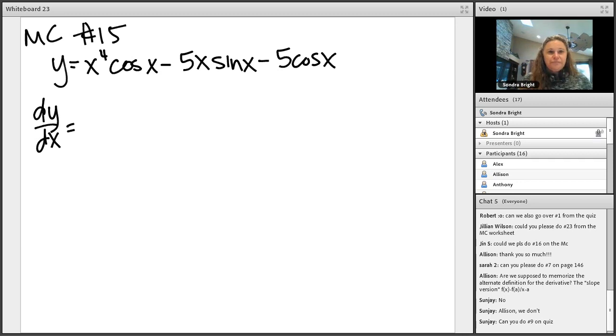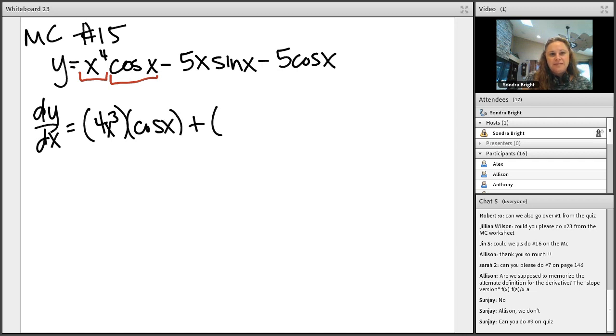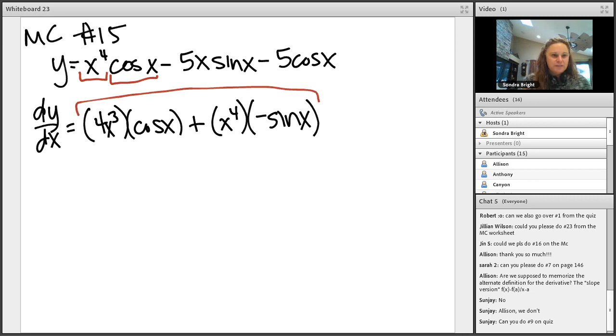All right, so be very careful. You have product rule here twice. I have product rule of x to the 4th times cosine of x. And so product rule says you're going to take the derivative of the first times just the second guy, and then plus the first guy times the derivative of the second. Derivative of cosine is negative sine. Okay, so that was just the red part. Product rule of the first part.